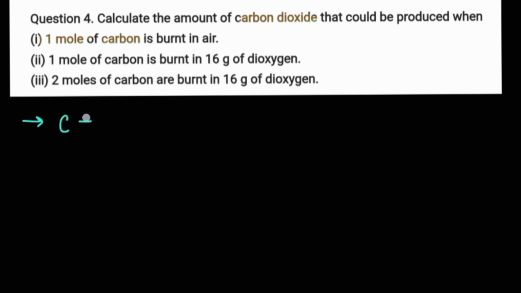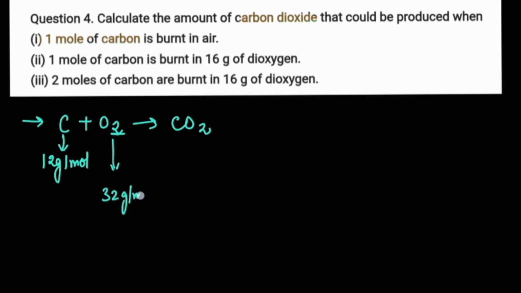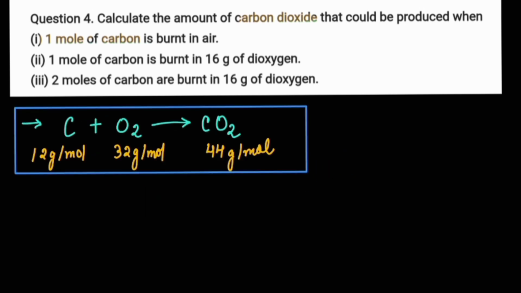So we need to write a reaction which is C plus O2 gives us CO2. Carbon plus oxygen gives us carbon dioxide. Here we know the molar masses of all three. Carbon's molar mass is 12 gram per mole. Oxygen is basically 16, but it's twice, so we'll write 32 gram per mole. And for carbon dioxide, it's 12 plus 32, which is 44 gram per mole.